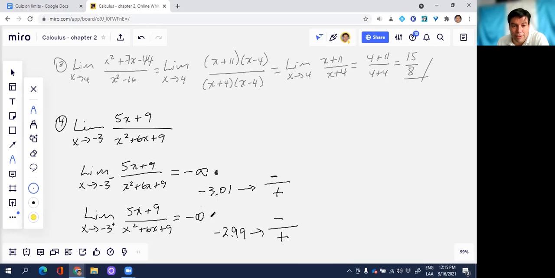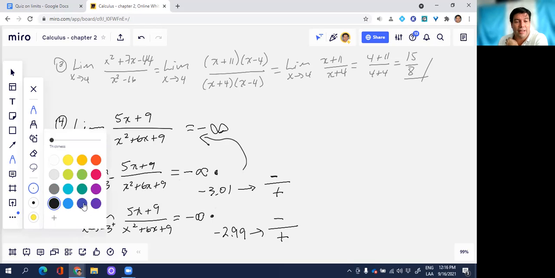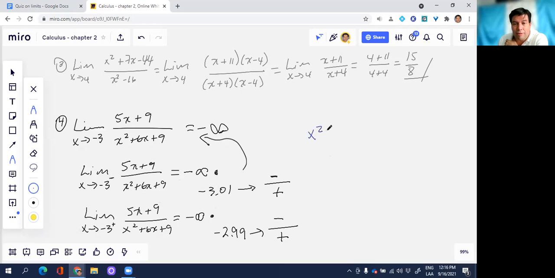Because these two are the same, that means that this one is the same, it's negative infinity. That's infinity. Okay, another trick in this one, it's not a trick, it's something you should realize. X squared plus 6x plus 9 factors to x plus 3 times x plus 3. So x plus 3 squared.